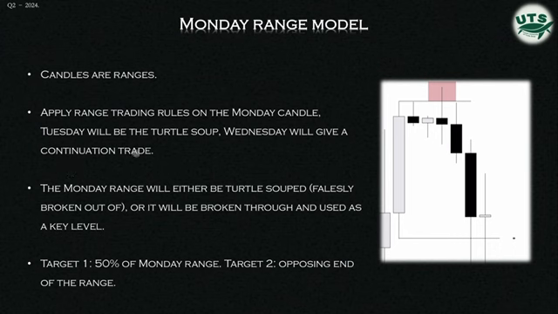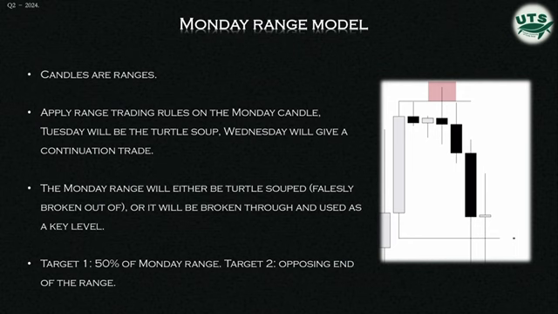The Monday range is either going to be turtle souped, falsely broken out of, or it will be broken through and used as a key level. So break and retest, basically. There is no other state or condition that can happen. It's either going to be turtle souped or it's going to be broken out of and reused as a support or resistance level. The true support and resistance level is ranges.